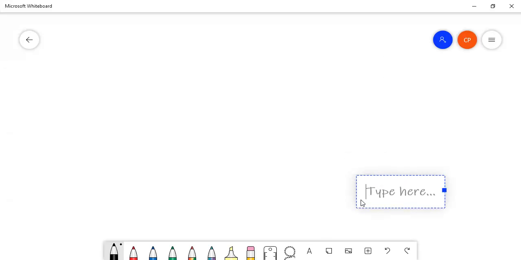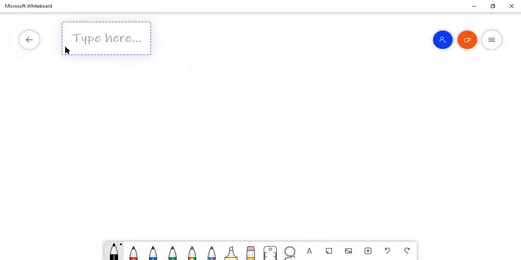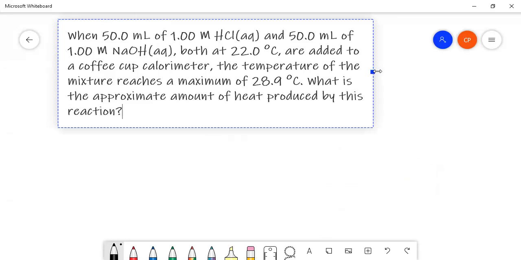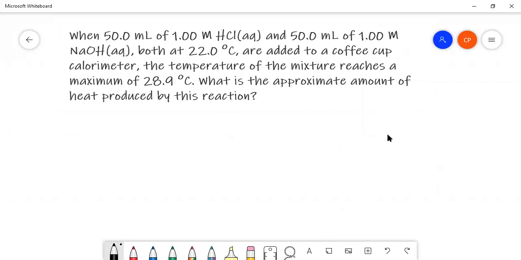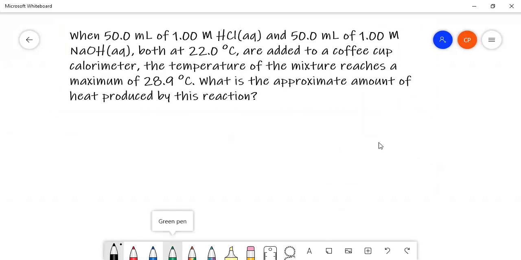The way I want to launch in this morning is with an example from the textbook. It is example 9.5 from section 2 on calorimetry.